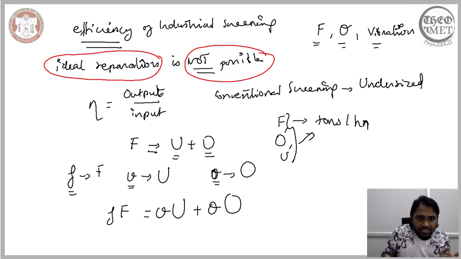So these fractions don't have any unit, and these have a unit of tons per hour. Essentially this expression is now translated to this expression, considering now we have the fractions. This is just a summation expression.